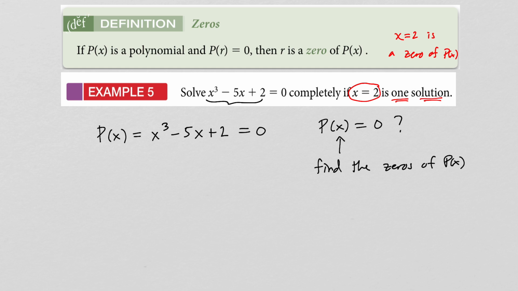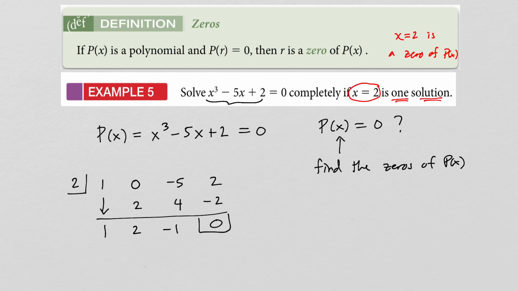So what we can do is we can use synthetic division. We'll start by putting the number that we know is a 0 in the box. Now, p of x is 1x cubed, 0x squared, negative 5x, and positive 2. Let's verify that we get 0 for our remainder. 2 times 1 is 2. Then we add. 2 times 2 is 4. Then we add. 2 times negative 1 is negative 2. And yes, we have 0 there.